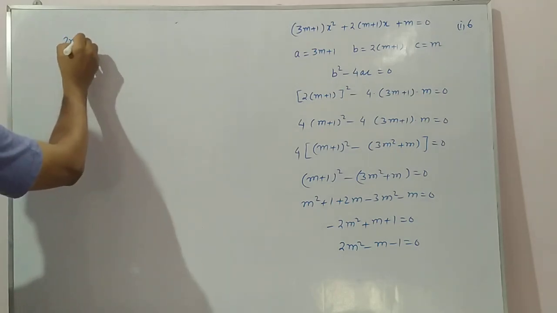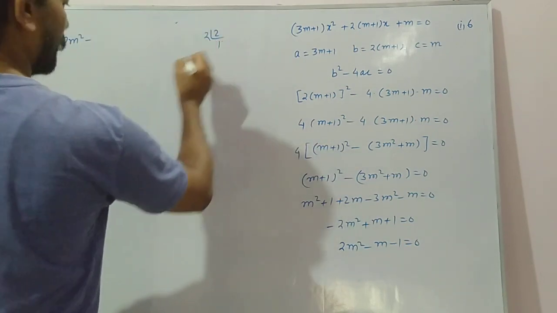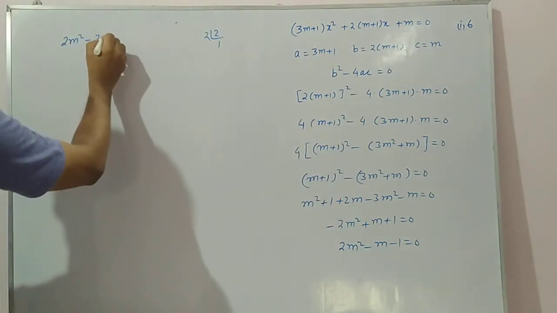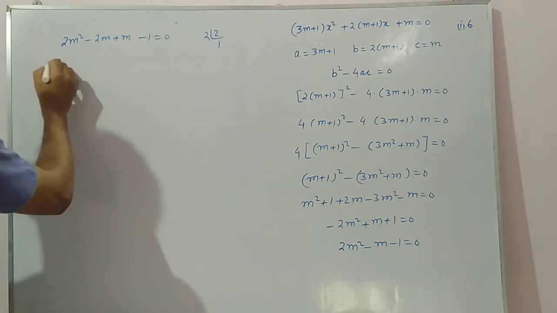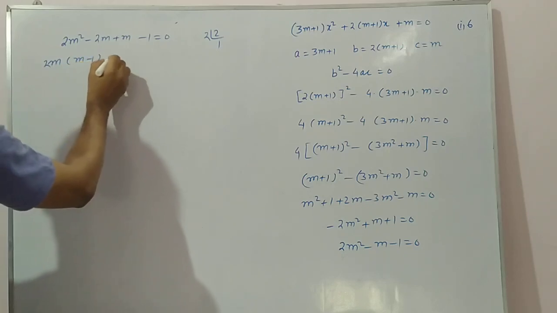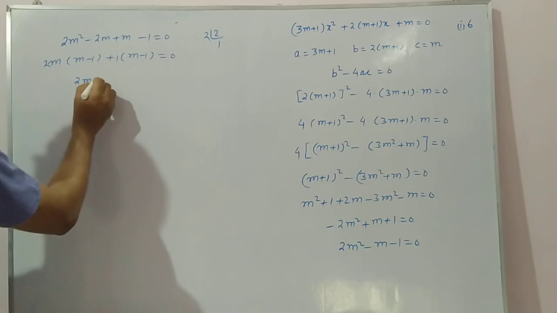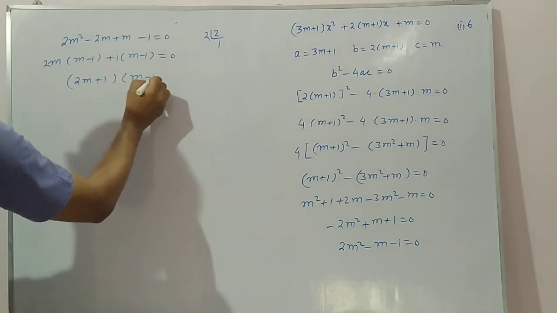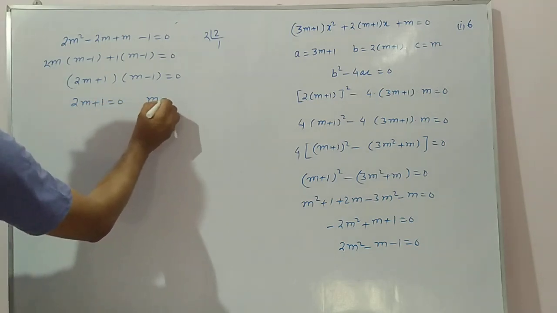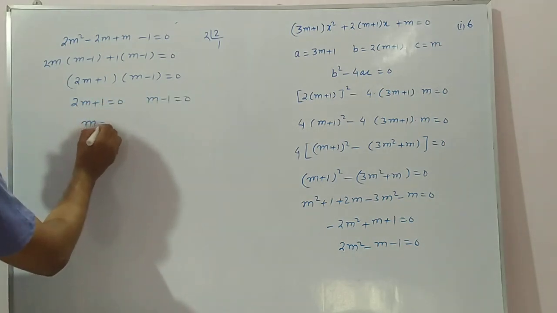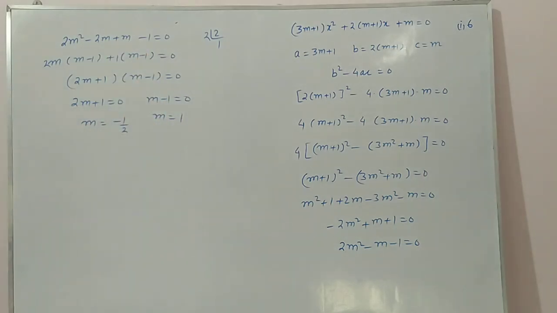So this will be 2m square minus, when you take LCM, 2 into 1, 2. 2m square minus 2m plus m minus 1 equal to 0. 2m common, m minus 1, plus 1 common, m minus 1 equal to 0. 2m plus 1 into m minus 1 equal to 0. 2m plus 1 equal to 0, m minus 1 equal to 0, m equal to minus 1 by 2, m equal to 1. So these are the values of m.